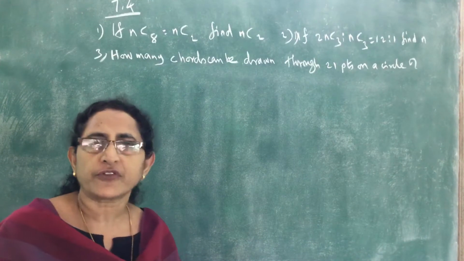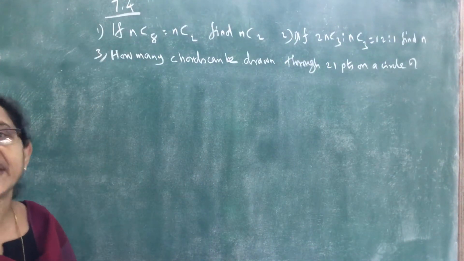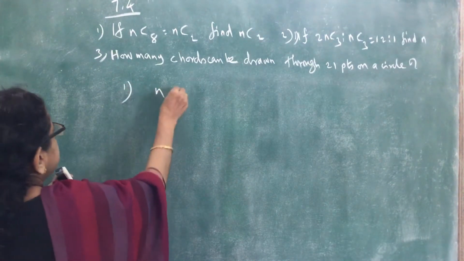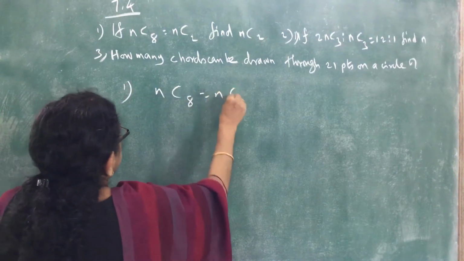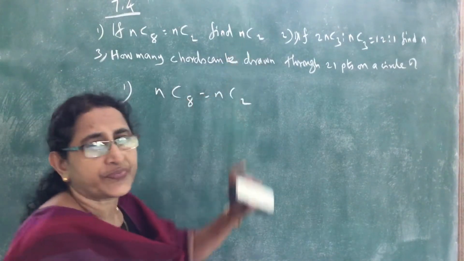Exercise 7.4, first one. If nC8 equal to nC2, find the nC2. That is the first question. nC8 is equal to nC2. We have to find the value of nC2.